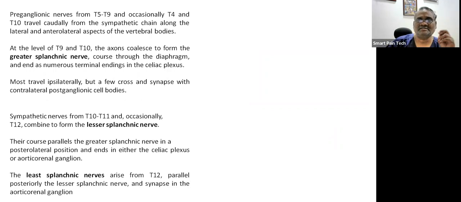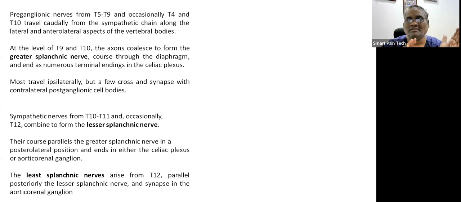Now if you see the celiac plexus, it is formed by splanchnic nerves. There is a greater splanchnic nerve, a lesser splanchnic nerve, and a least splanchnic nerve. These are the preganglionic nerves which arise from T5 to T9. At the level of T9, they coalesce to form the greater splanchnic nerve, and they end in a plexus called the celiac plexus, which is situated at the celiac trunk of the abdominal aorta. I will show you a diagram.